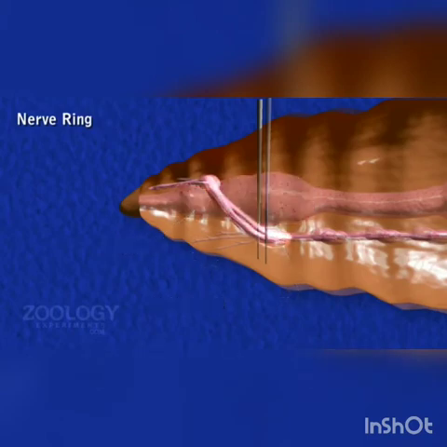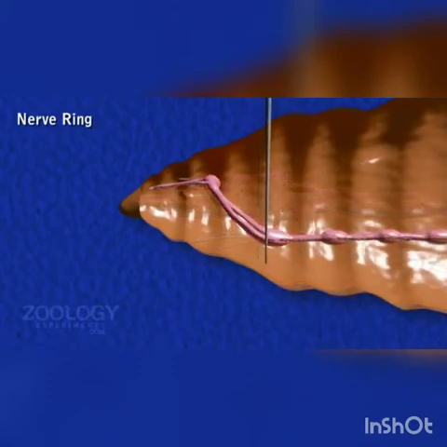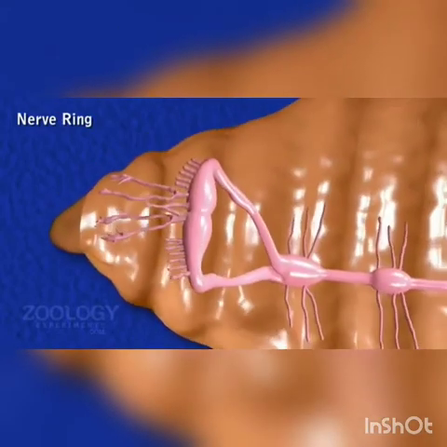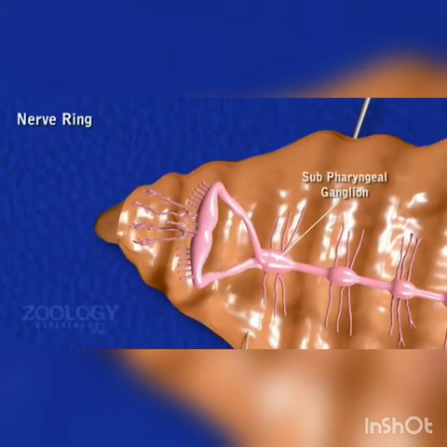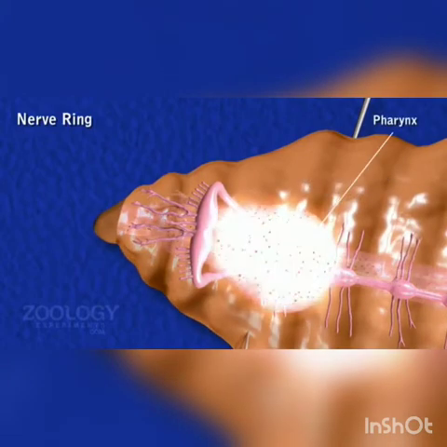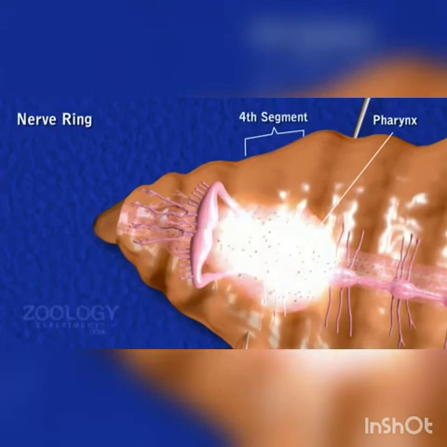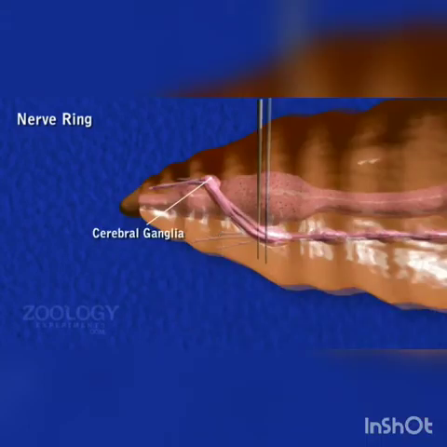The ganglion below the pharynx. So below the pharynx, there is another ganglion in the 4th segment, that is called the subpharyngeal ganglion. If it is above the pharynx, it is suprapharyngeal; if it is below the pharynx, it is the subpharyngeal ganglion, which is found in the 3rd and the 4th segment. The brain and the subpharyngeal ganglion are connected by a pair of circumpharyngeal connectives.